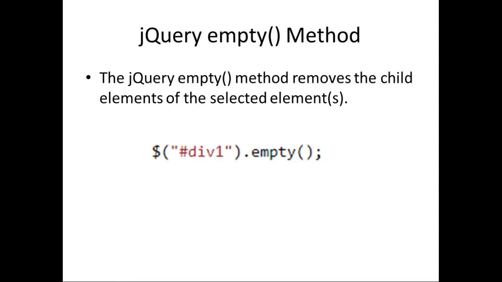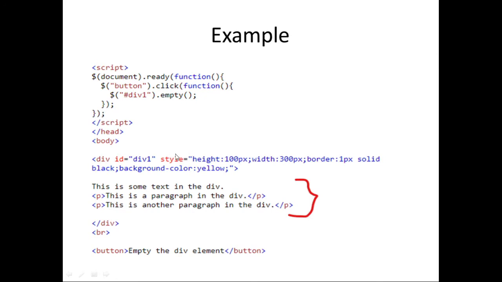Now we also have the jQuery empty method. The jQuery empty method removes the child elements of the selected elements. So here we have the div with the ID, div dot empty. Instead of remove, we use empty. As an example, again we have the division. The same is true with the previous one. We have a text and two paragraphs. Then a button: empty the division element.